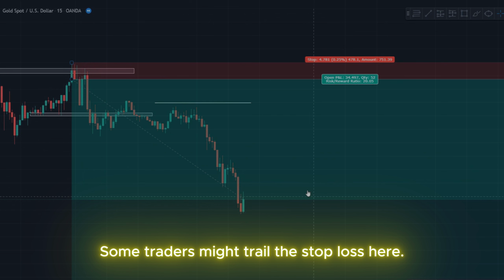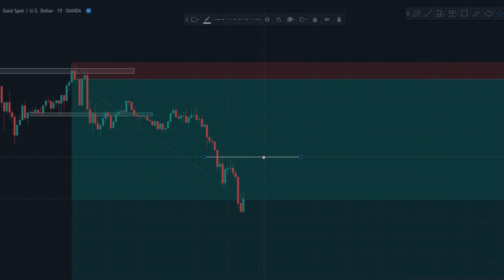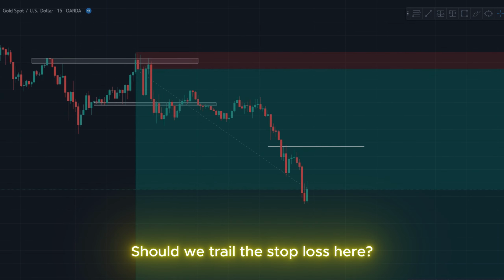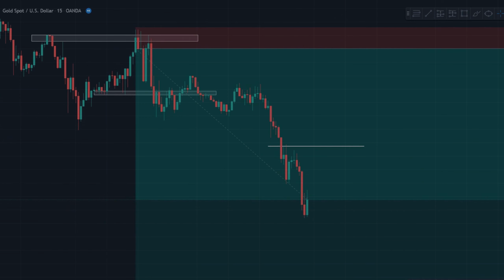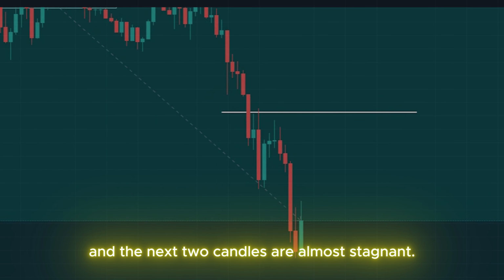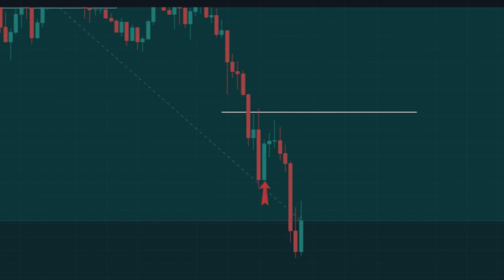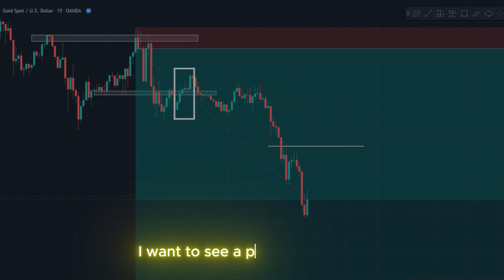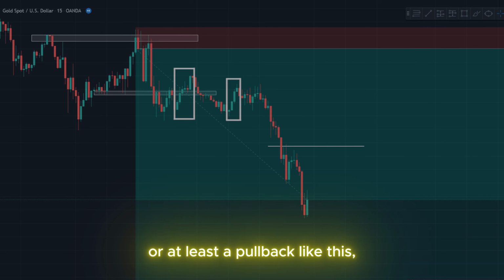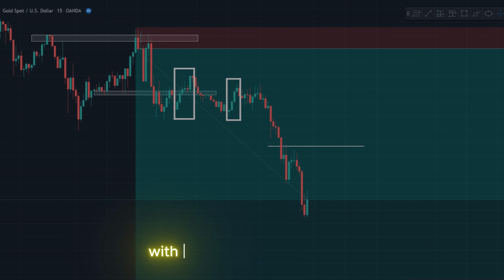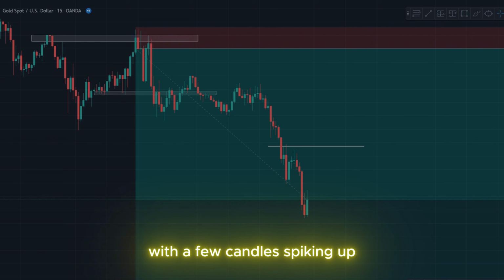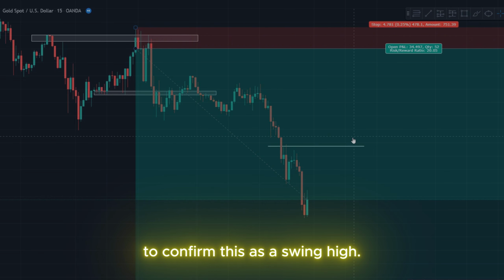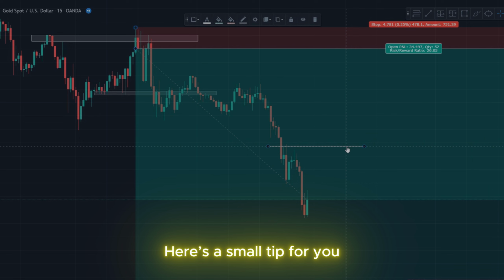Some traders might trail the stop loss here. Should we trail the stop loss here? To me, it's not very clear, because this green candle spiked up and the next 2 candles are almost stagnant. It's not clear, it's not a swing high. I want to see a pullback like this, or at least a pullback like this, with a few candles spiking up.